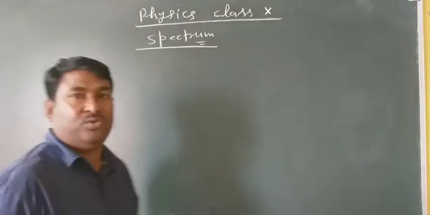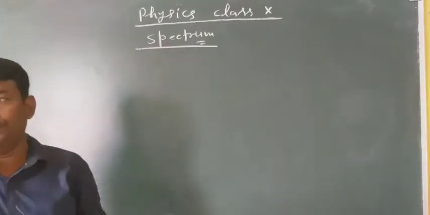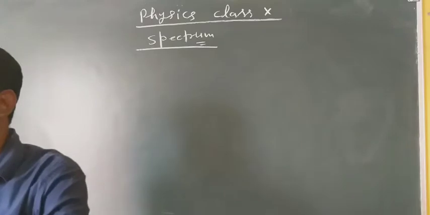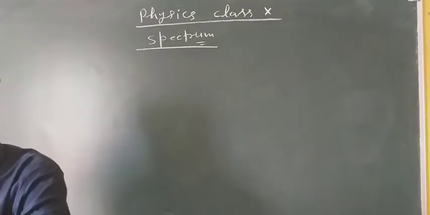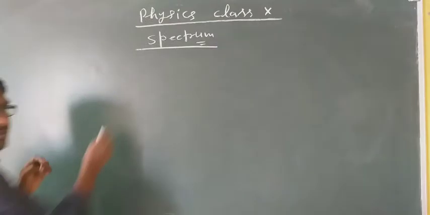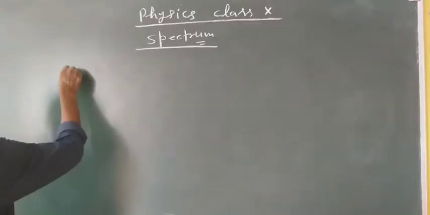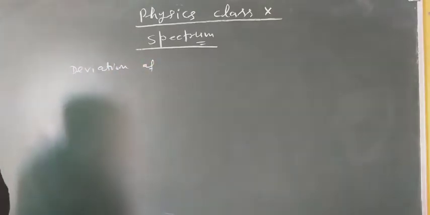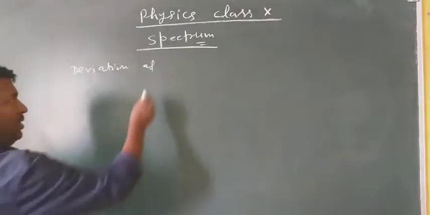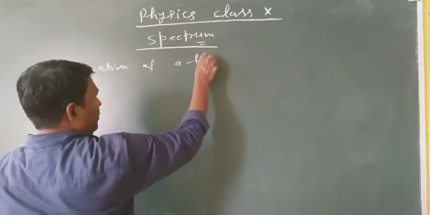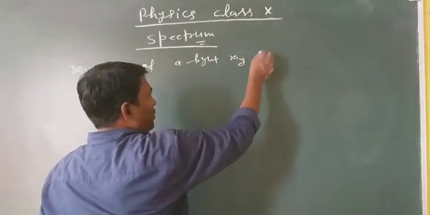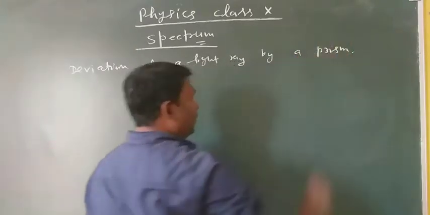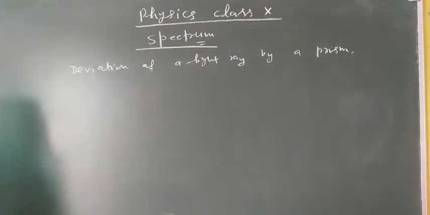Today I am going to explain a chapter, spectrum. Okay, in spectrum, some of the topics are like deviation of a light ray by a prism. Okay, deviation of a light ray by a prism.